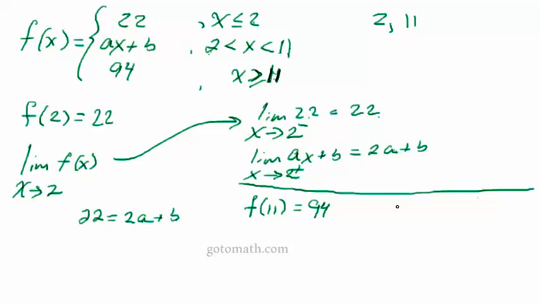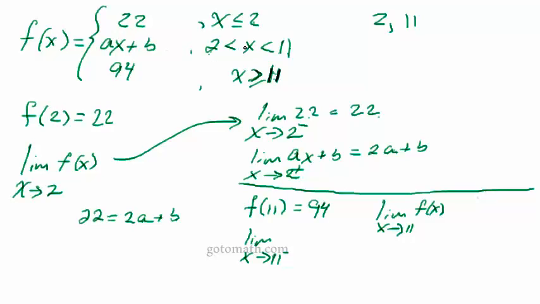That's actually equal to 94. Then we're looking at the limit as x approaches 11 of f of x. And of course this is going to be the limit as x approaches 11 coming in from the left hand side, and that means we're going to be using this one up here, right?